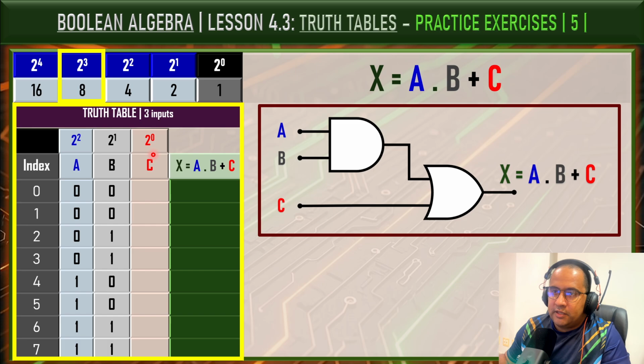And finally, we complete the column C. C is the least significant bit. Its value alternates every row: 0, 1, 0, 1, 0, 1.